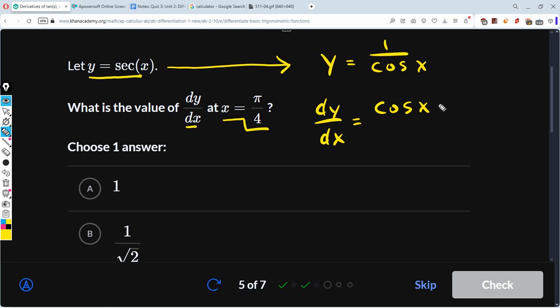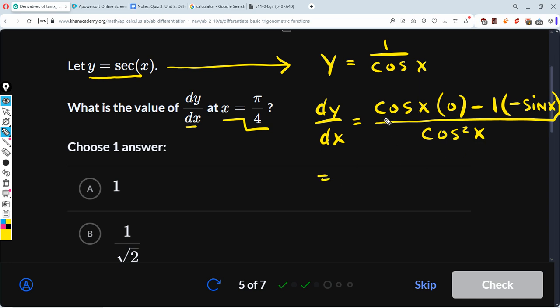The derivative of 1 is just 0. Minus the top, which is 1, times the derivative of the bottom. Derivative of the cosine is the negative sine. And that's all over the bottom squared. So that's cosine squared of x.